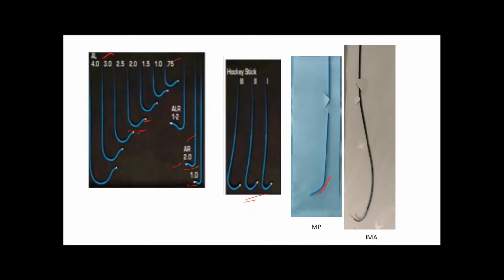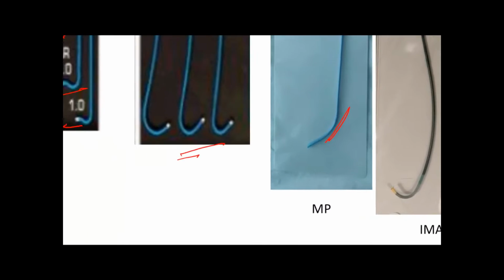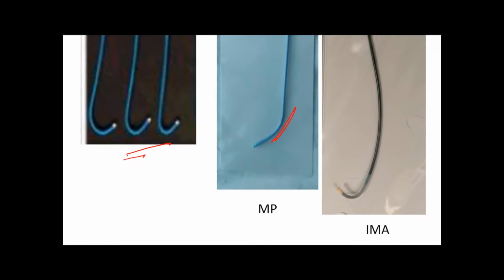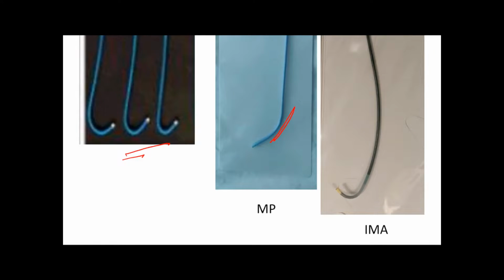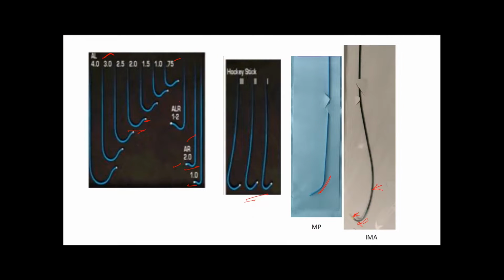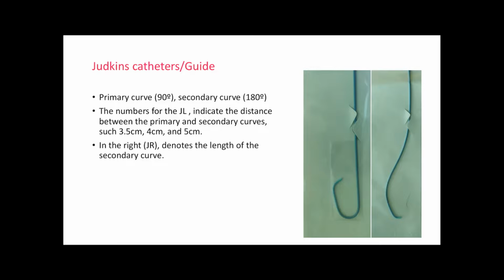Then this is another example of an internal mammary guide catheter, and you can see the difference in the color coding. This is the tip, and this part gives support to the shaft, and then the curves. The tip is atraumatic, preventing any coronary artery dissections, and this curve helps to intubate various vessels. So this is the internal mammary artery right catheter.